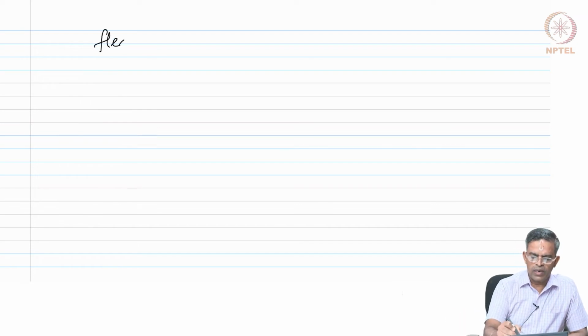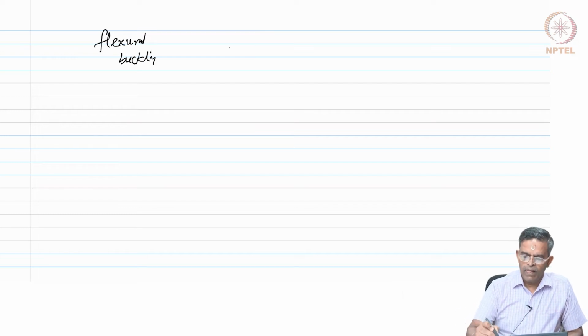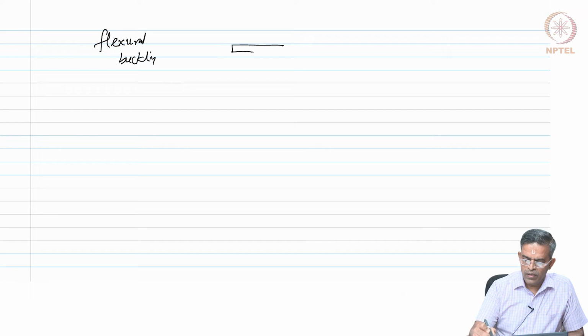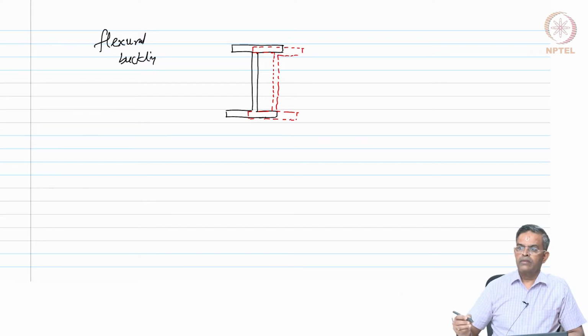So, if I say flexural buckling, if this is my open I section, there will be a shift either in this format or in this format.